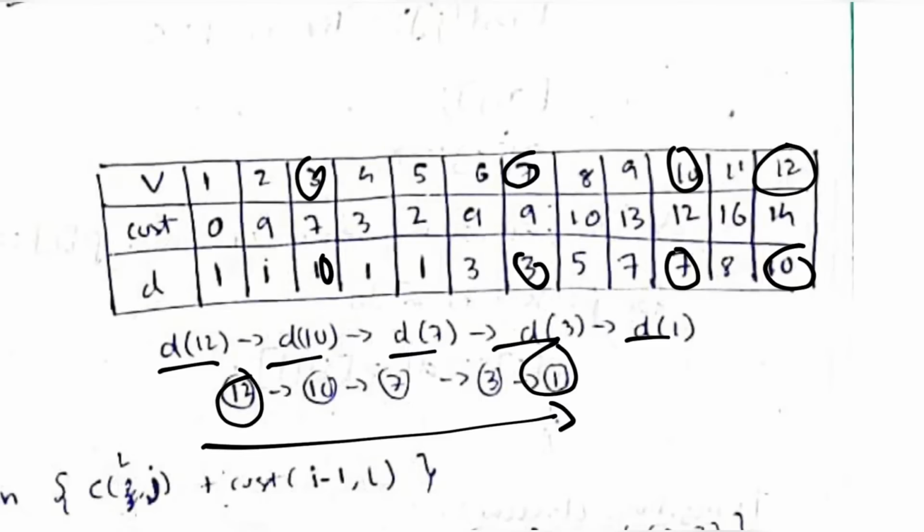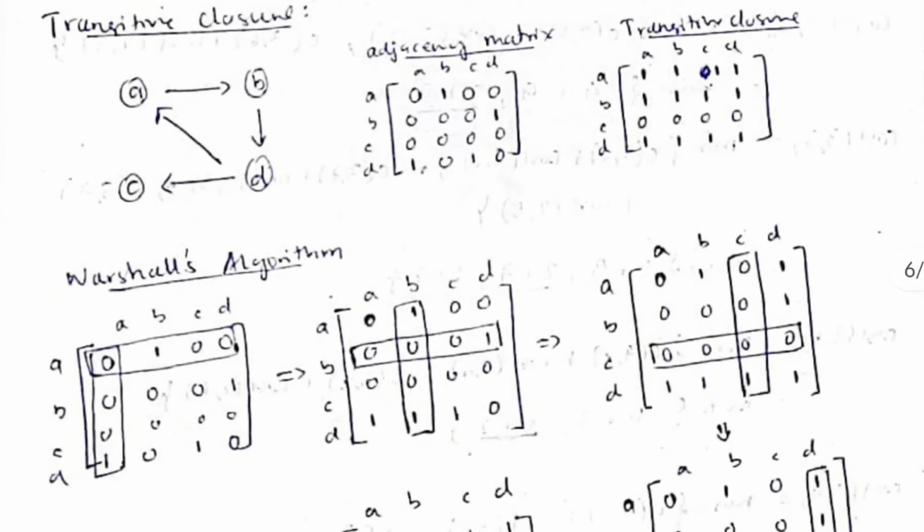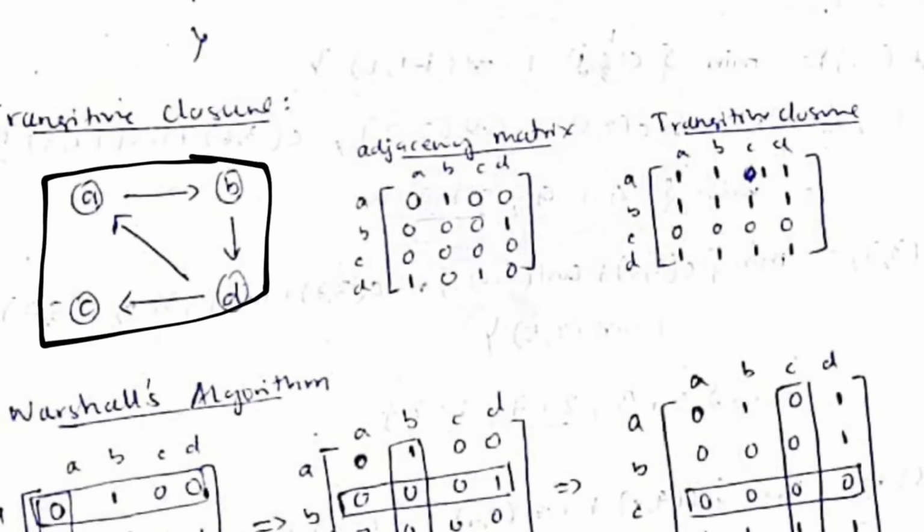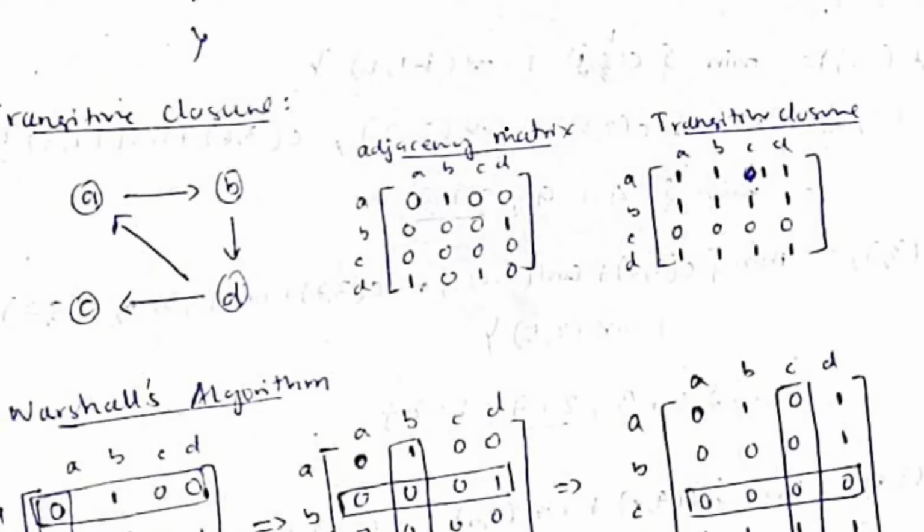Okay, going on with the Warshall's algorithm, I wanted to understand what is transitive closure. See, this is the graph which will be given, and we have to write down the adjacency matrix and transitive closure. Do you know what is adjacency matrix?